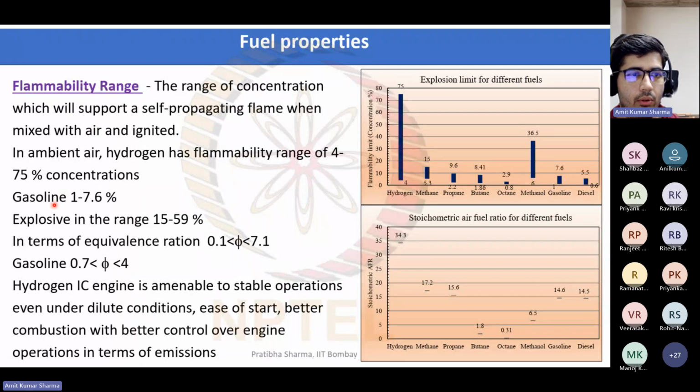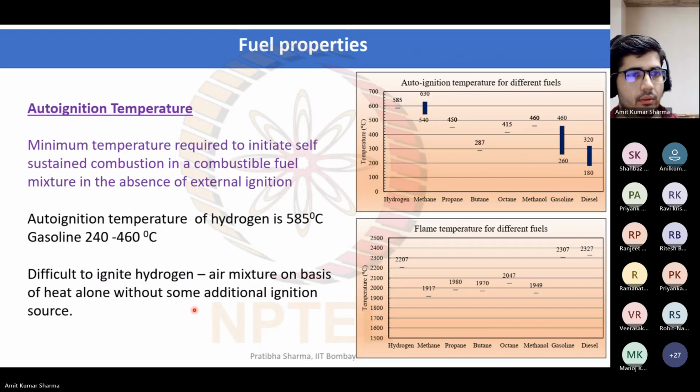Flammability range: for hydrogen it is 4 to 75% concentration, gasoline 1 to 7.6%, and the explosive range is 15 to 59%. Auto ignition temperature is 585 degrees centigrade for hydrogen, and 230 to 460 degrees centigrade for gasoline. So it is difficult to ignite a hydrogen-air mixture on the basis of heat alone without some additional ignition source, because of this 585 degrees centigrade auto ignition temperature.